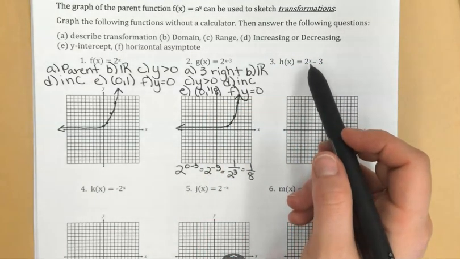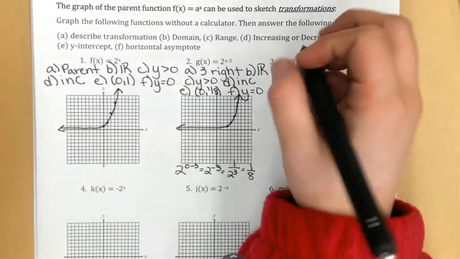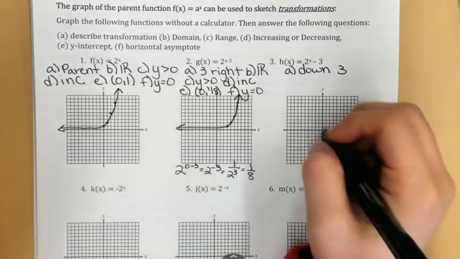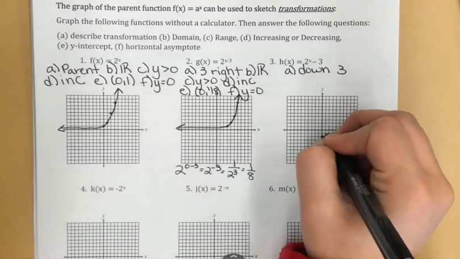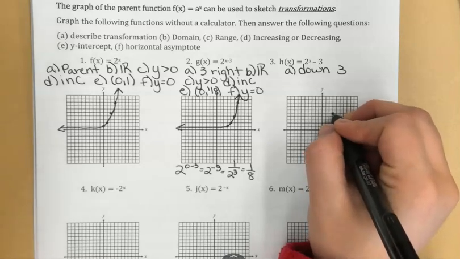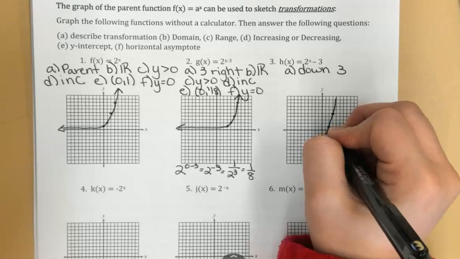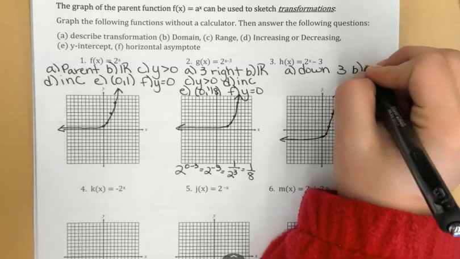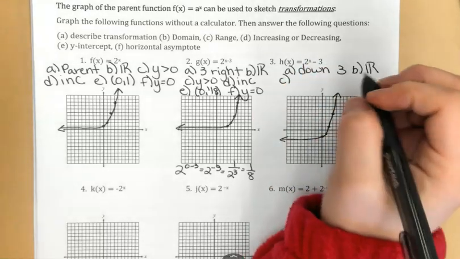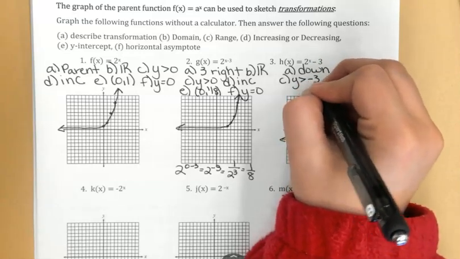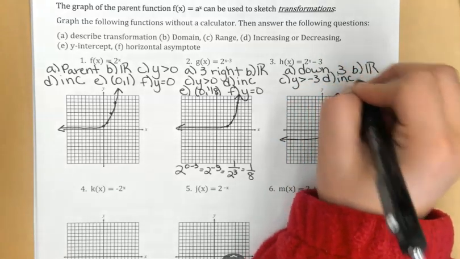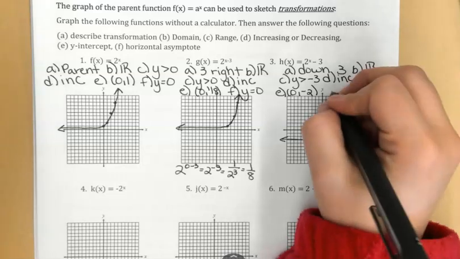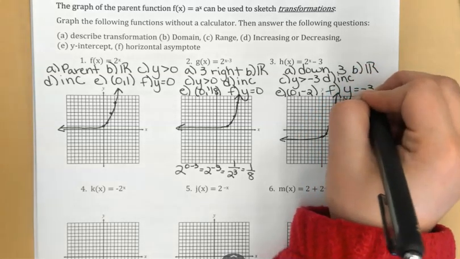Moving on to 3, if we're referencing that parent function from number 1, this will have shifted down 3. So I'm going to take those 4 points from number 1 and shift them each down 3. And then I can connect the dots. The domain of this function is still all real numbers. My range now is that y is greater than negative 3. I am still increasing. My y-intercept has now moved to 0, negative 2. And my horizontal asymptote is now at y equals negative 3.